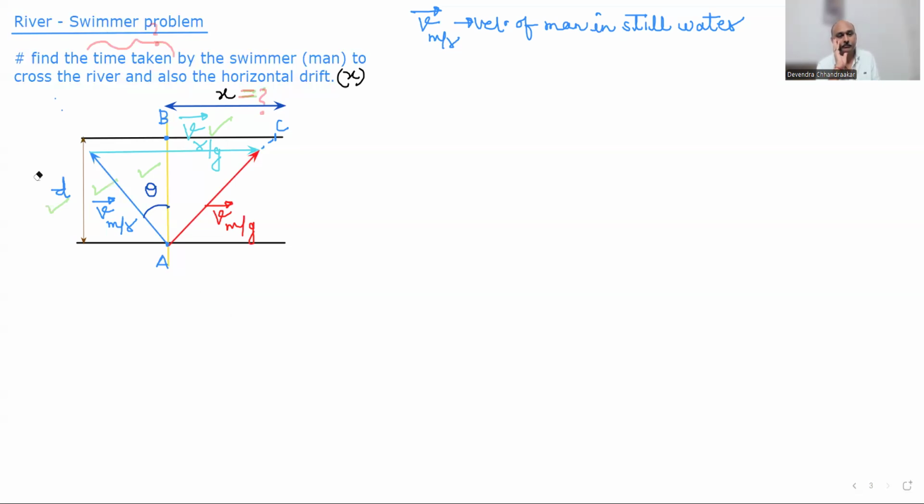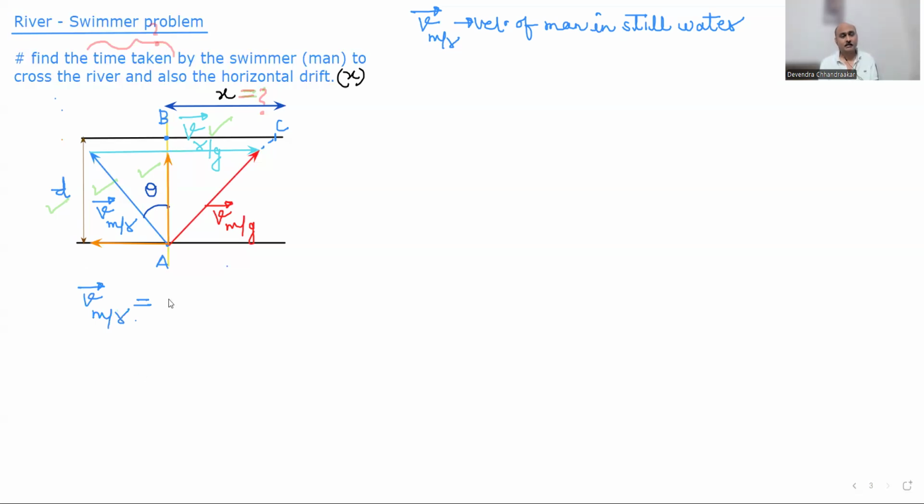Now, the first thing we will do is the same thing we did in projectile motion. If you remember, first we wrote all the velocities as a sum of their components along x and y axis. So VMR, this is VMR. The component of VMR is VMR sine theta minus i cap and VMR cos theta plus j cap. Yes or no?